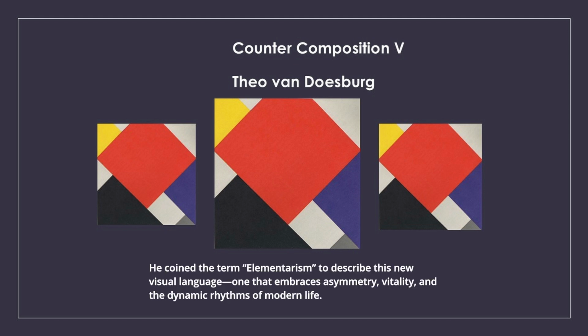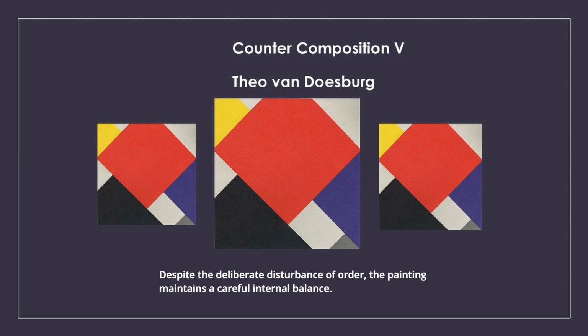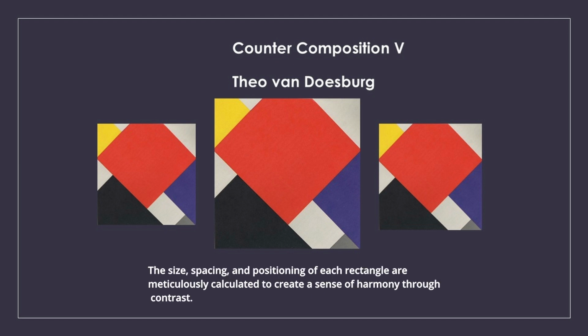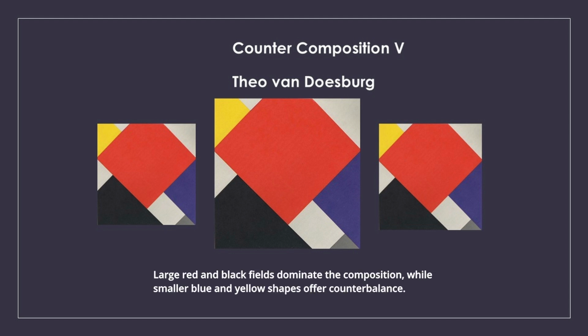He coined the term elementarism to describe this new visual language, one that embraces asymmetry, vitality, and the dynamic rhythms of modern life. Despite the deliberate disturbance of order, the painting maintains a careful internal balance. The size, spacing, and positioning of each rectangle are meticulously calculated to create a sense of harmony through contrast. Large red and black fields dominate the composition, while smaller blue and yellow shapes offer counterbalance.